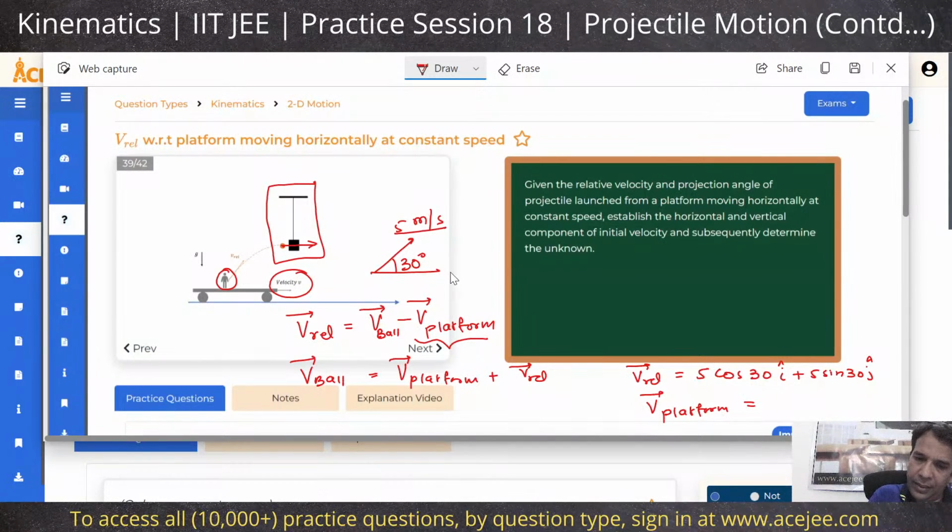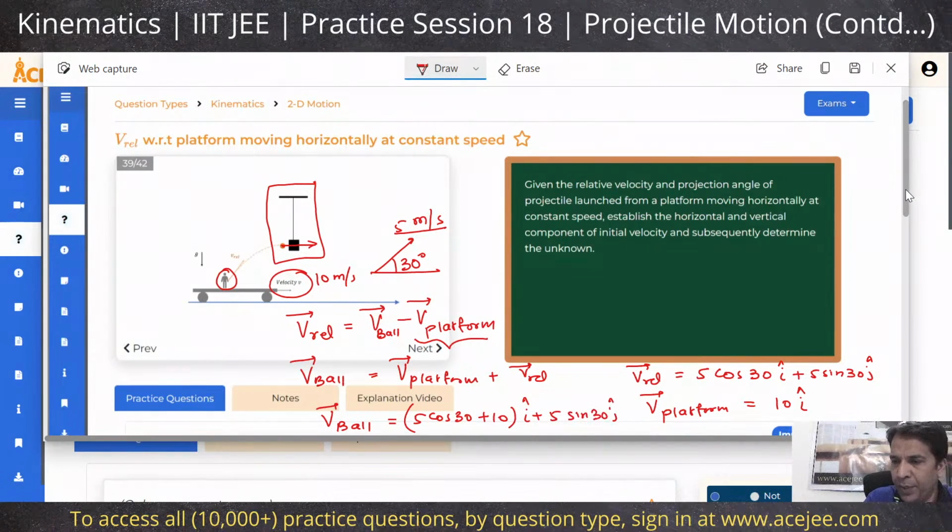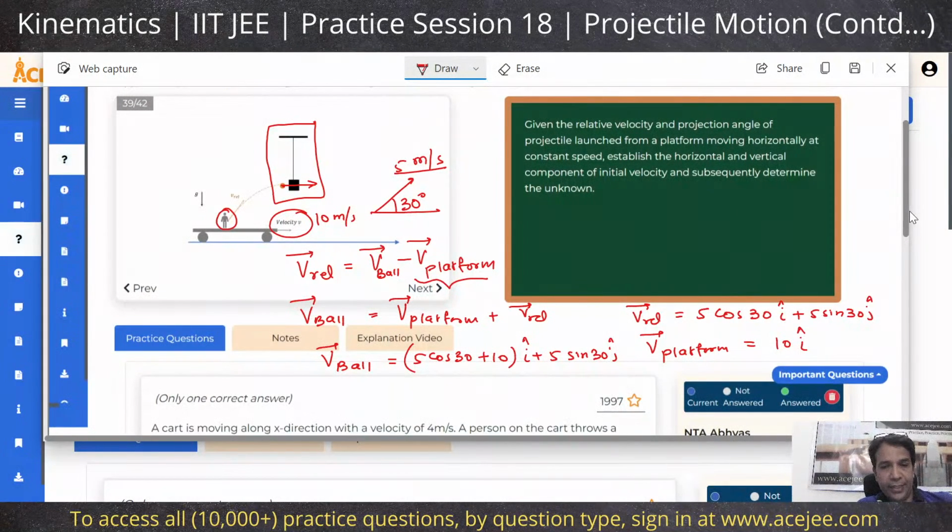And what is the velocity of the platform with respect to the stationary observer on the ground? Let's say it is given to be 10 meters per second. So in that case, it will be 10 i. Then the velocity of the ball with respect to the ground is (5 cos 30 plus 10) i cap plus 5 sin 30 j cap. So if somebody were to ask, what is the projection angle as seen by the observer on the ground? Now the observer says that the initial launch velocity is such that this component, which is Vy, is 5 sin 30.